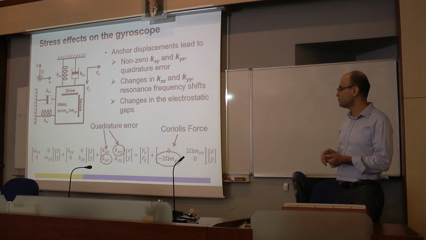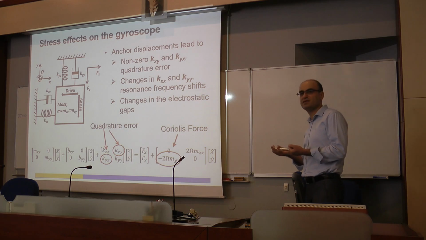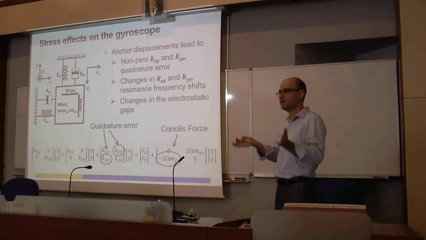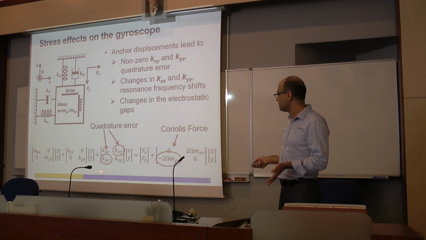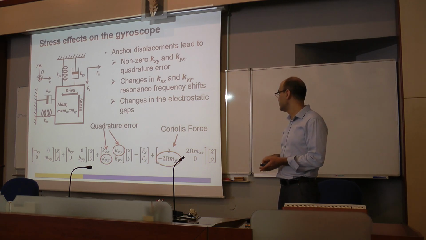So when your anchors move, that will induce some sort of changes on your device. It makes your alignment not perfect, your gaps change, the symmetry is broken, and your spring constants change. So when it's written this way, this k_xy and k_yx is called quadrature error. This is one of the main headaches of the gyros.